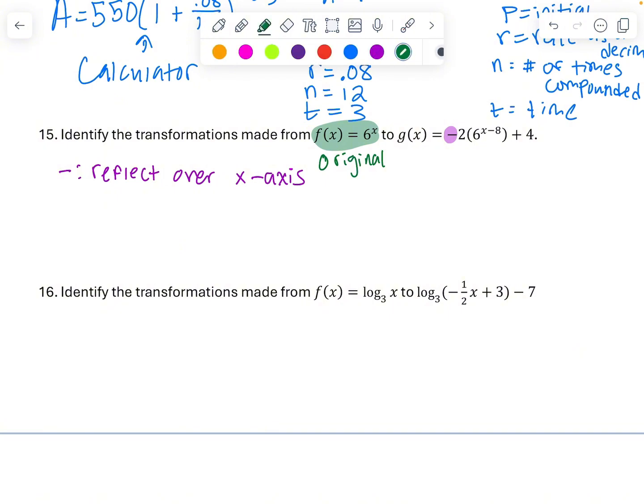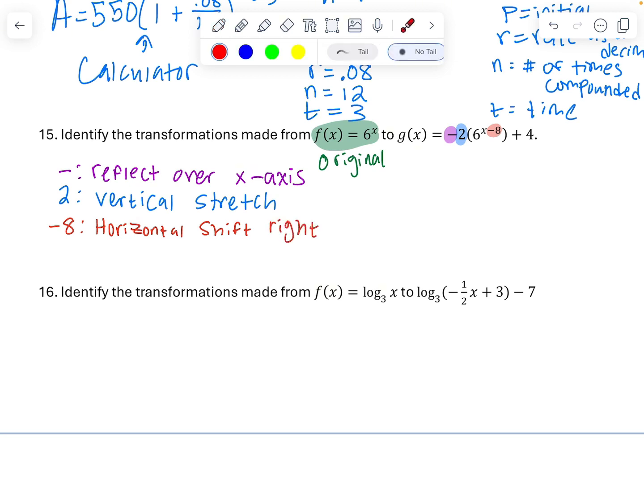All right, so now let's look at the 2. The 2 is in front of everything. What I want you to know here is the 2 is not our base. Our base here is 6. It is not 2. 2 is what is multiplying that 6. So the 2 is a vertical stretch because it is multiplying our function and it is bigger than 1. All right, so then we go to this -8 up here. This -8, after the x, is going to be a horizontal shift to the right.